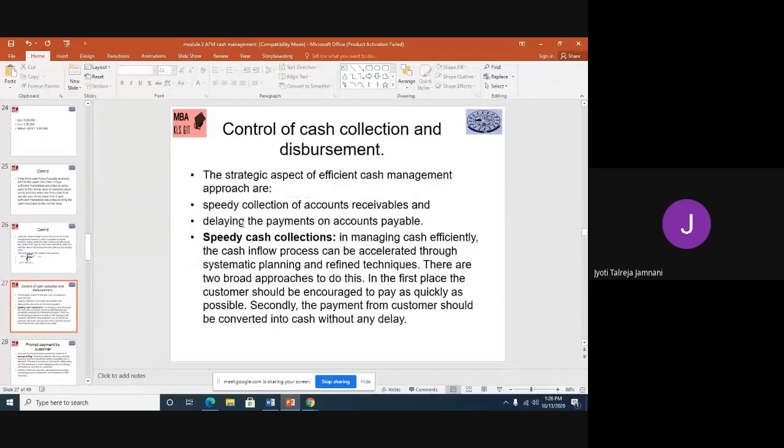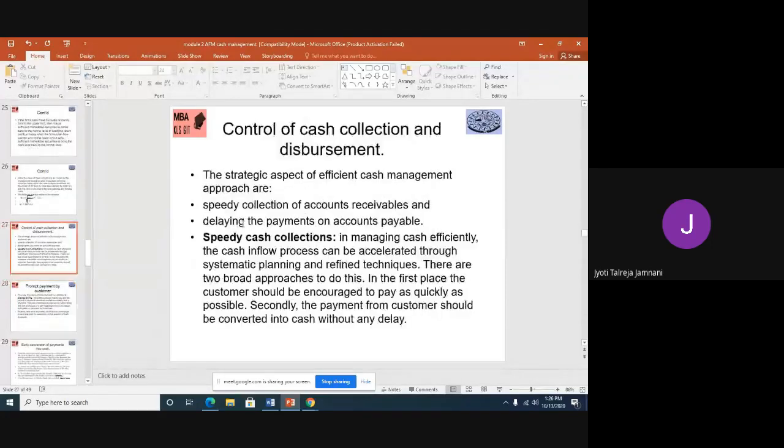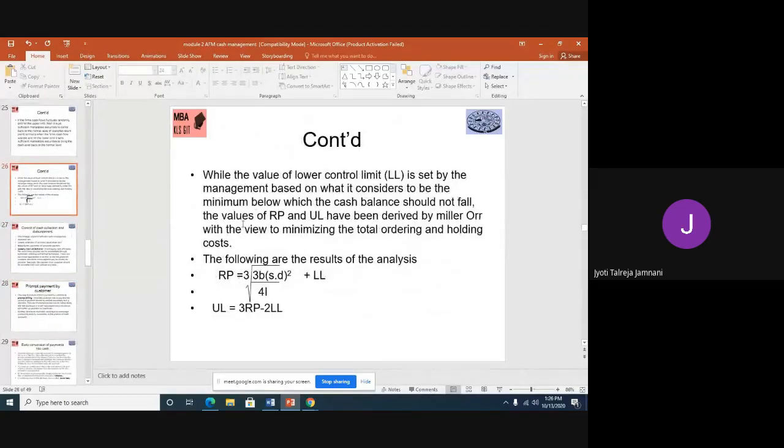Okay, so the next theory I'll discuss in the next class. Now we'll go to the Miller-Orr model problems. Now the basic funda: to solve the Miller-Orr model, you need a scientific calculator, because in a normal calculator, you cannot find the cube root.